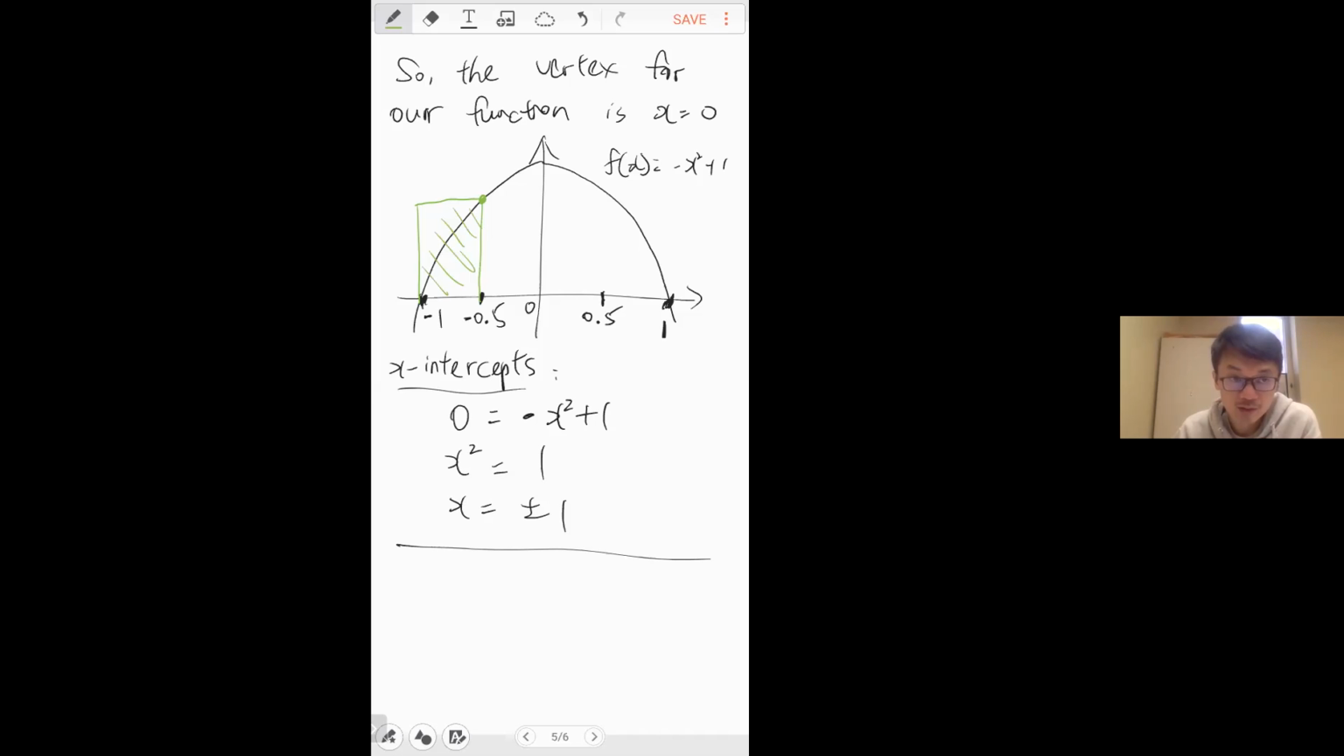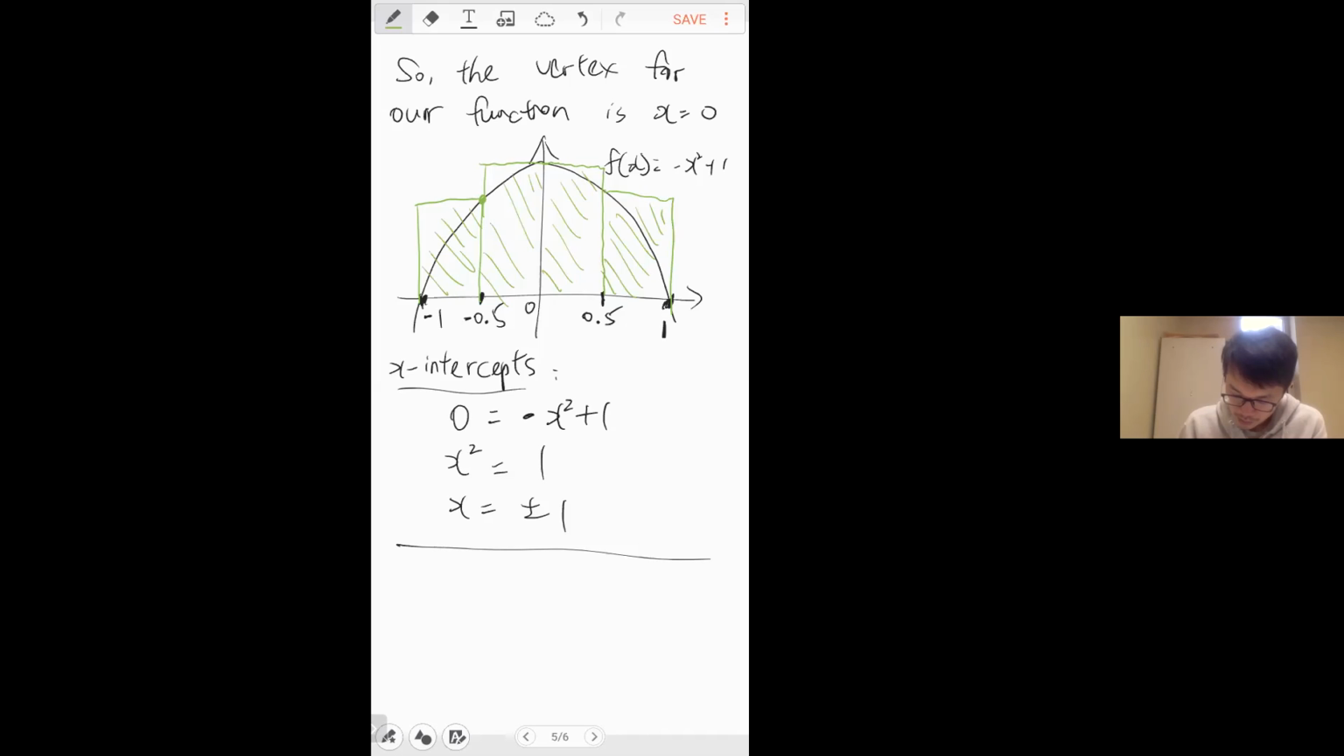Okay, between -0.5 to 0, which one is higher? 0 is higher. So the next rectangle should look like this. And then between 0 and 0.5, it's again 0. 0 is higher. And then for the last one, 0.5 and 1, it's 0.5. Is that okay? Okay.